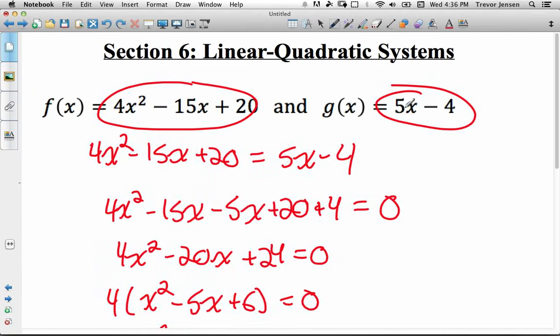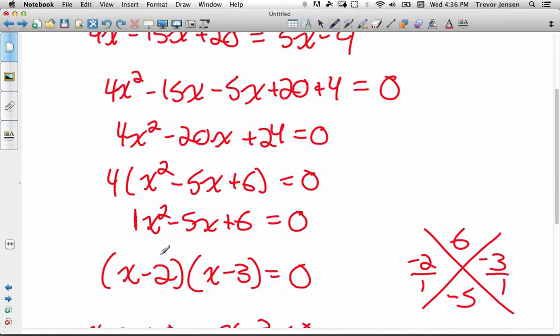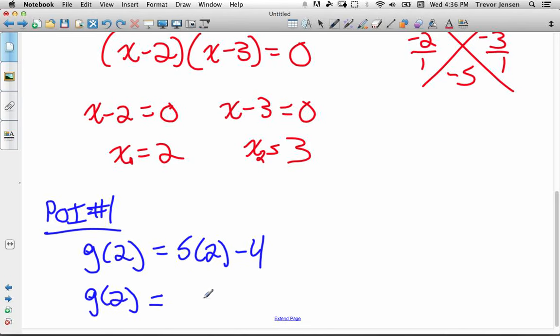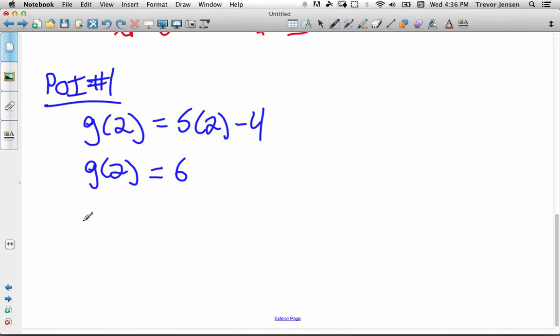Now I could plug 2 back into either of my original equations to get the y-coordinate. It'll be the same no matter which one we plug it into, but I'm going to use the linear one because it's going to be easier. So 5x minus 4. So g at 2 equals 5 times 2 minus 4. G at 2 equals 10 minus 4, which is 6. So that means my first point of intersection is 2, 6.